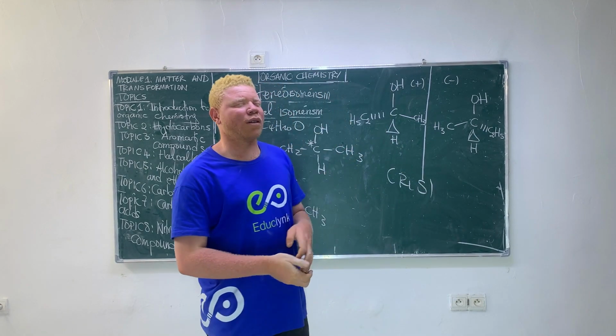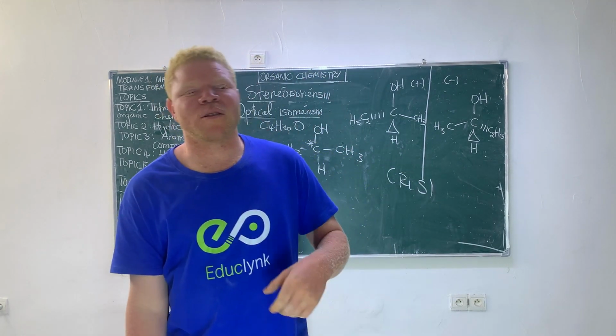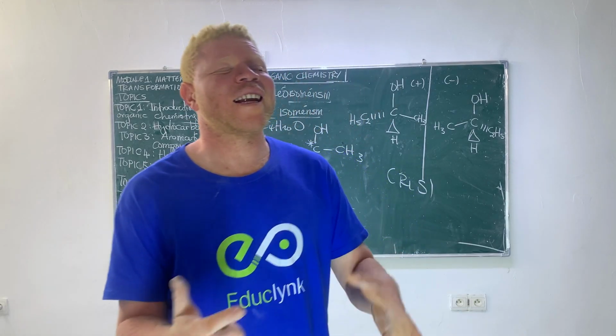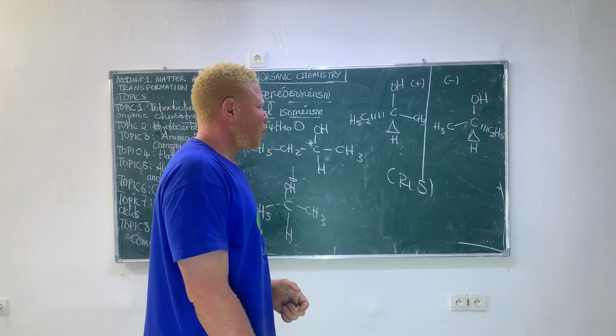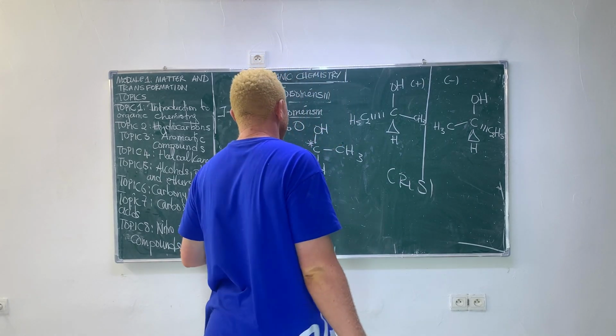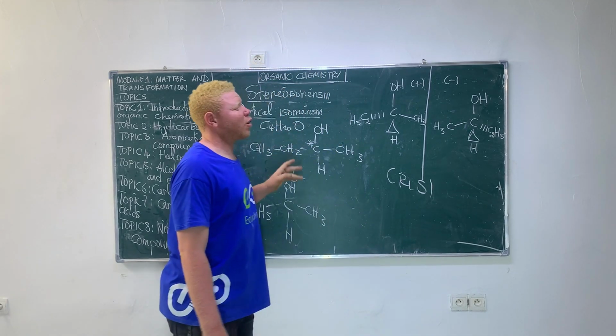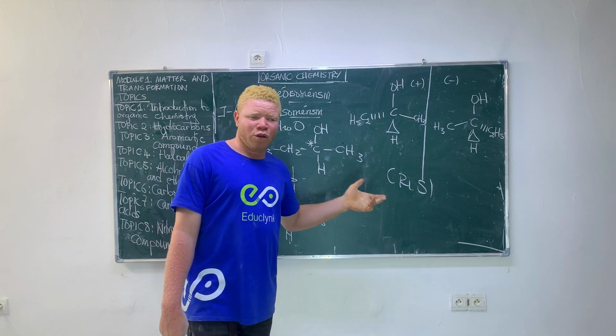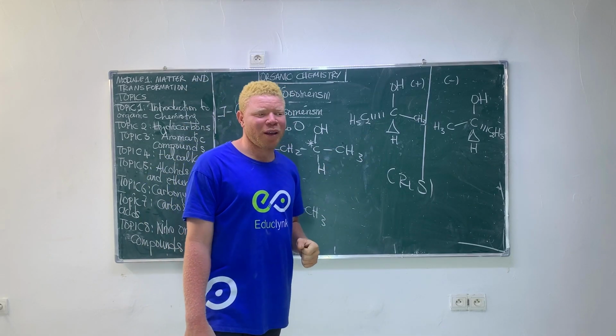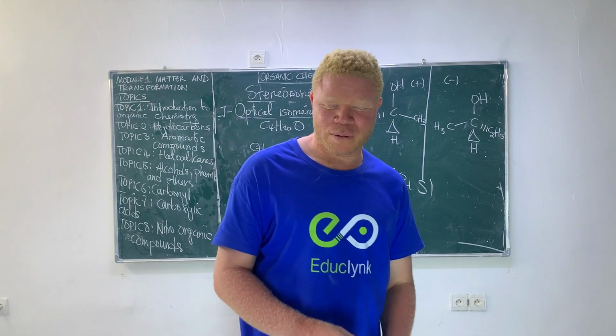The one where you put a mirror, there's an inversion of configuration. That is why the enantiomers are non-superimposable. So the molecule of butan-2-ol is not the molecule that comes from geometric isomerism. Let me give you an example molecule.